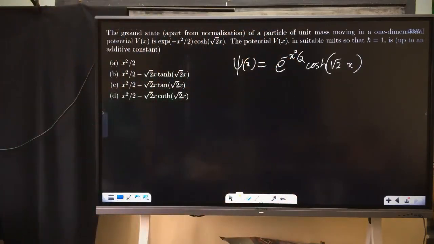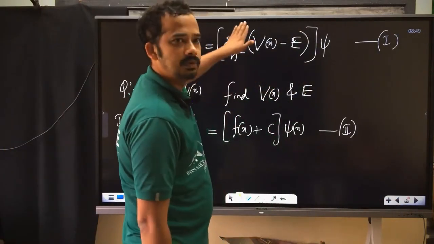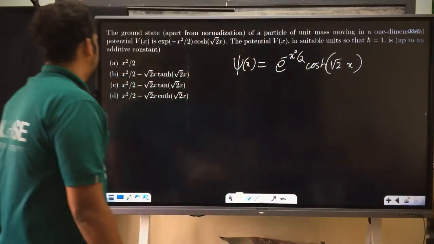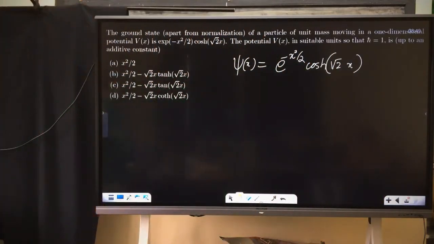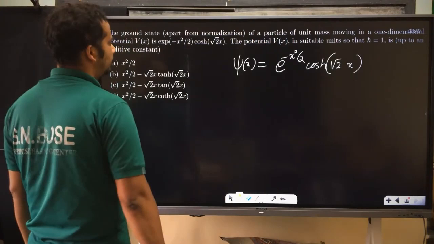The potential is V of x in suitable units, so that h bar equal to 1 and m equal to 1, so that this will be very simple. Mass equal to 1, h bar equal to 1, up to an additive constant. You can leave the additive constant also. What is the potential?